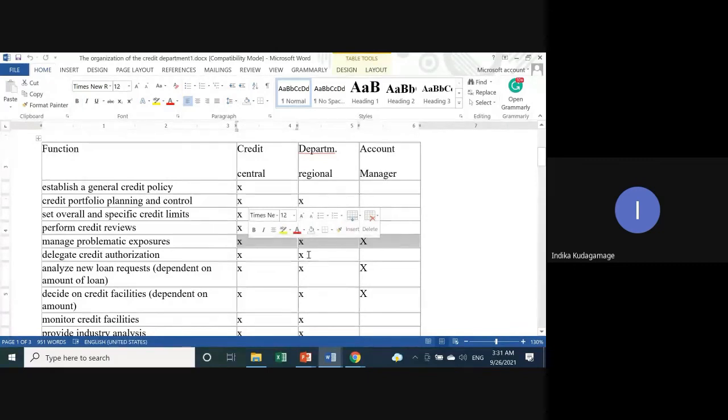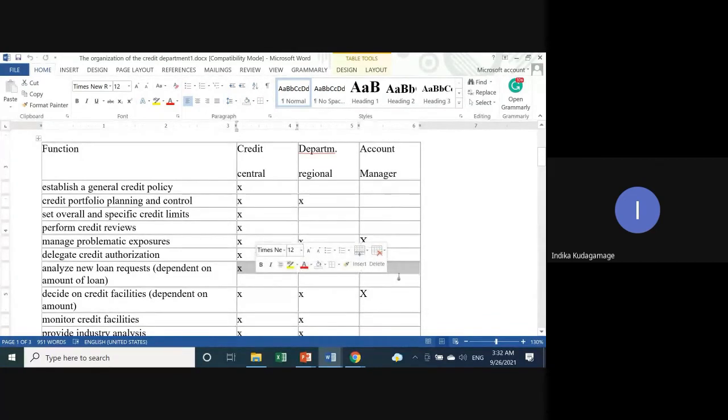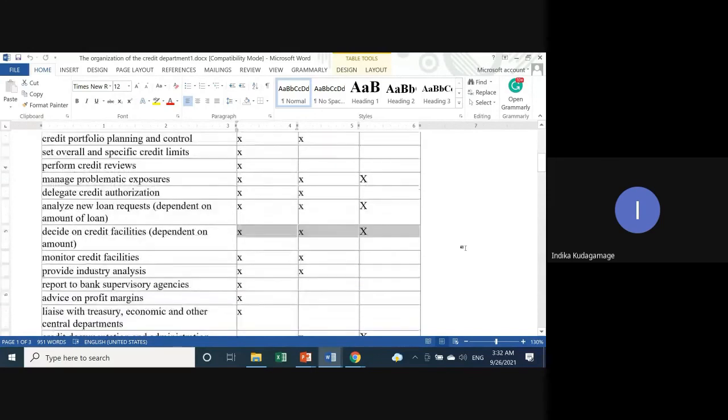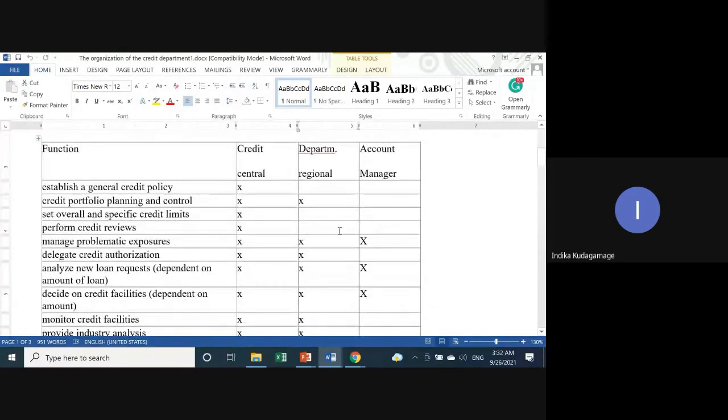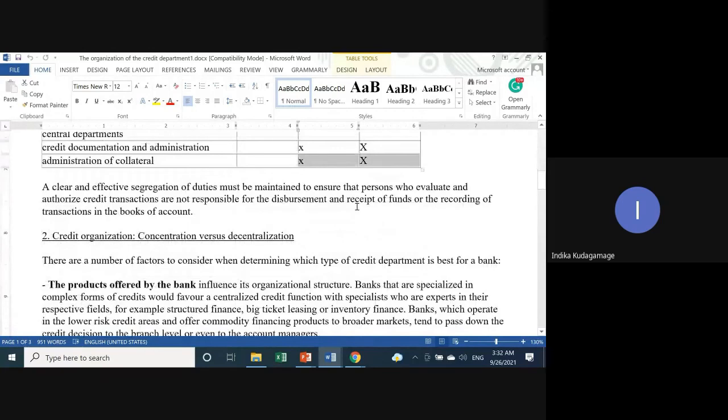Delegated authority, normally it is here. Sometimes we give it to the account manager level, but very few. Analyzing, yes, it can be regional, central, or branch level. Credit structuring can also happen at the same levels. Then when it comes to credit documentation, the responsibility mainly lies here. Collateral administration, you visit, you look at the collateral, then valuation, everything will happen here, but these people are responsible for monitoring, right? So these are the functions of different departments at different levels.